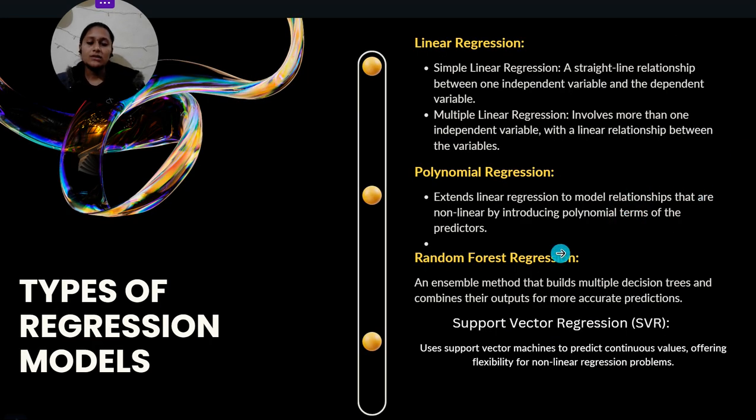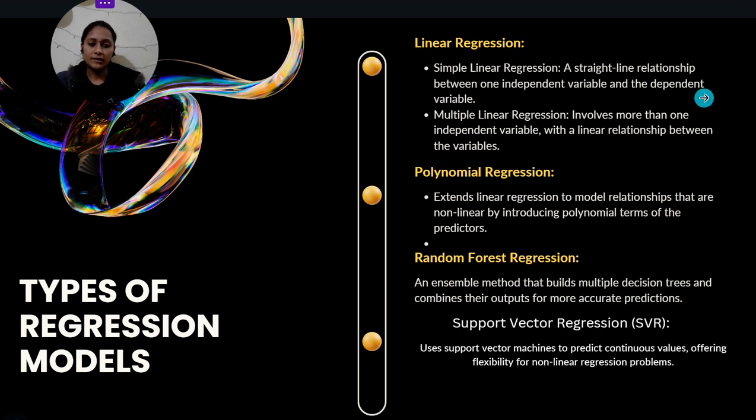Then let's discuss the types of regression models. First, linear regression. It is further of two types: simple linear regression, multiple linear regression. Simple linear regression, a straight line relationship between one independent variable and the dependent variable. Multiple linear regression involves more than one independent variable with linear relationship between the variables. Second is polynomial regression. Extends linear regression to model relationships that are non-linear by introducing polynomial terms or predictors.